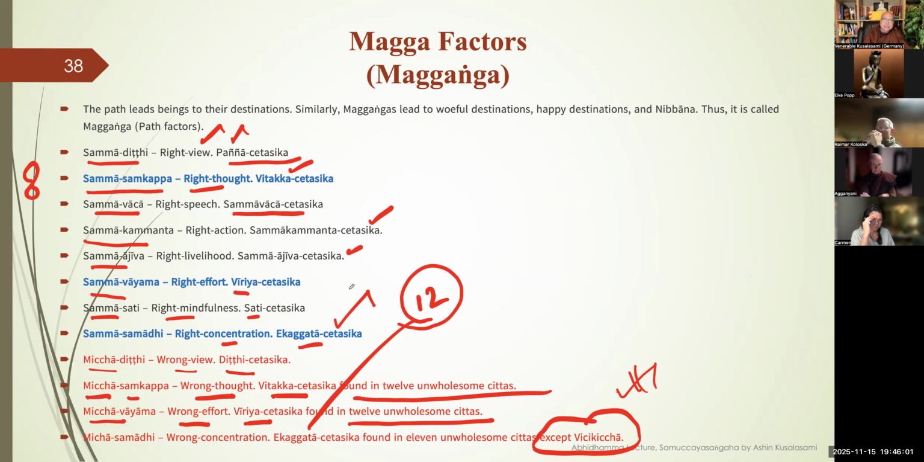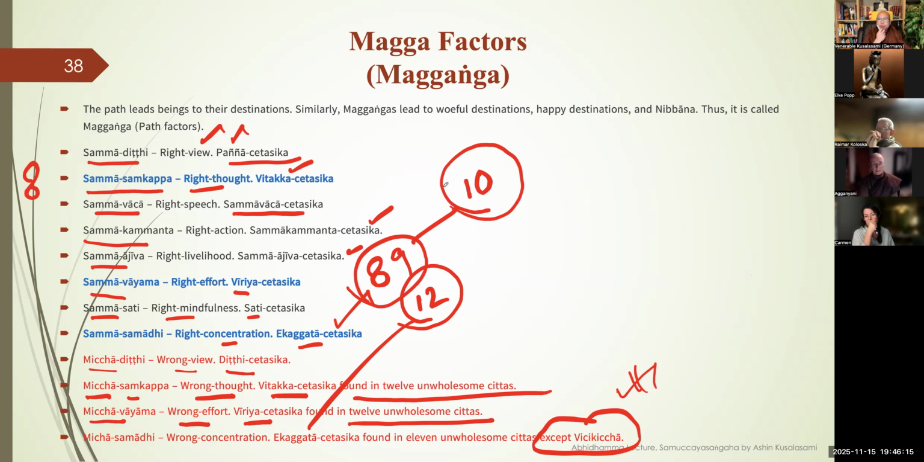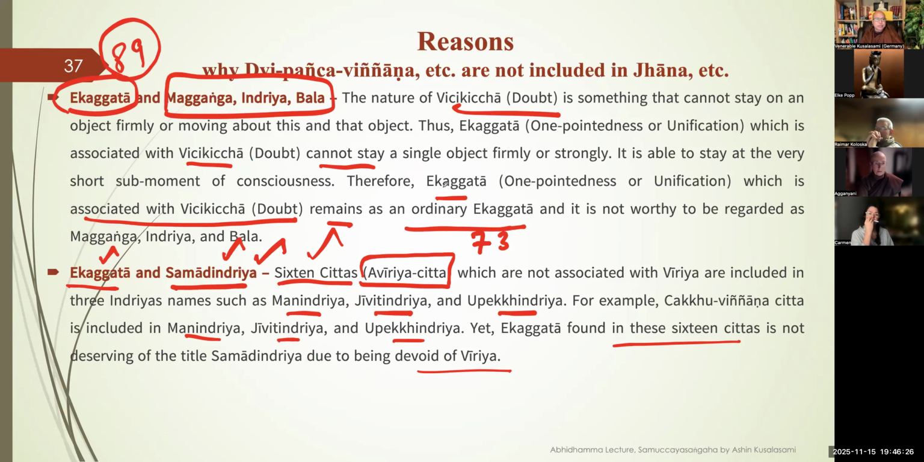So Ikagada Chitasika is associated with all 89, but you need to exclude the two sets of Dvipanja Vinyana. Dvipanja Vinyana cannot be included here. It's a mega factor, the explanation is here. And also the Vichikecha and the 16 Aviriya Cheta. At the moment, they cannot get this kind of name. Sorry, for the mega, mega Indriya is only at the moment of associating with the Vichikecha.